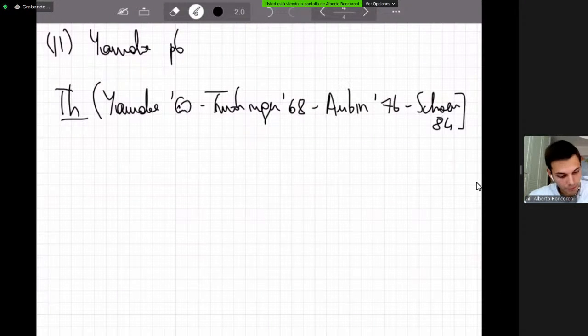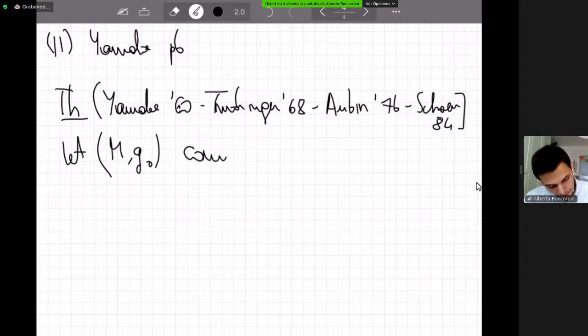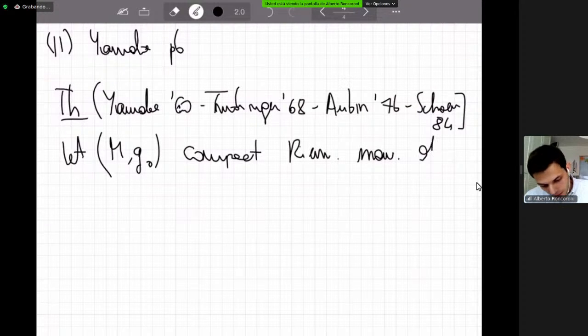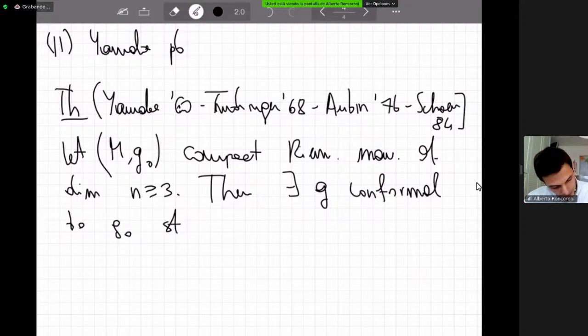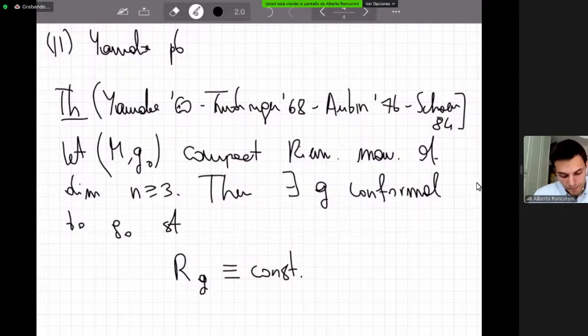Okay, so this is the Yamabe theorem. Given a compact Riemannian manifold M with a Riemannian metric g0, of dimension n bigger or equal than 3, then there exists a new Riemannian metric g, conformal to g0, such that the scalar curvature of M with respect to this new metric g is constant. Okay, so this is the Yamabe theorem.